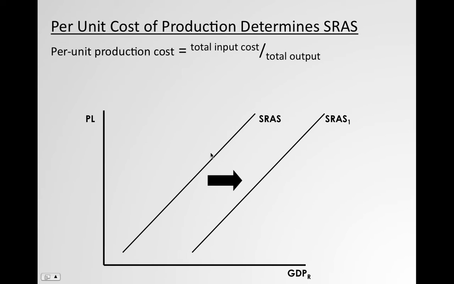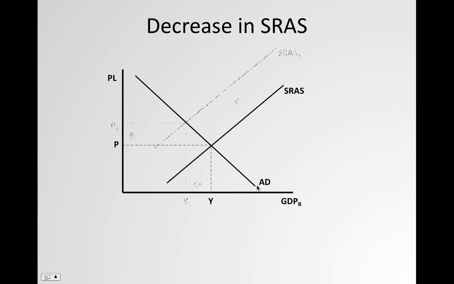So again, think about it in per unit production cost. If wages drop or oil drops or resource prices drop, SRAS will shift to the right, and they can make more output based on the cost of doing business. Okay. Now let's talk about how it could obviously go the other way.